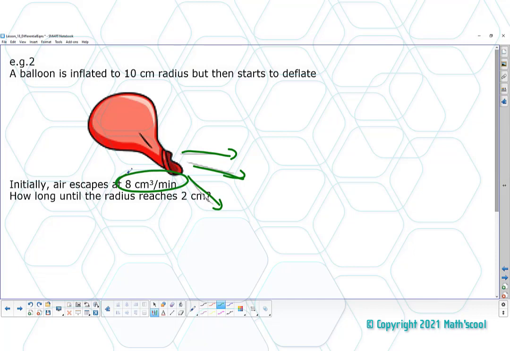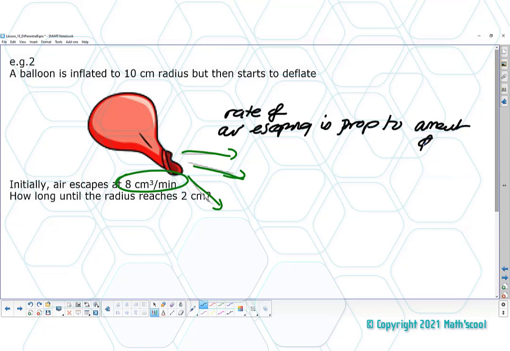I don't know. I'm going to have to guess. I'm going to have to make up something. Rate of air escaping is proportional to the amount of air. Yeah. Does that make sense? That seems reasonable, doesn't it? When the balloon's built up a lot, you're going to get it escaping quite quickly. But then as the balloon gets less inflated, it's going to be less.